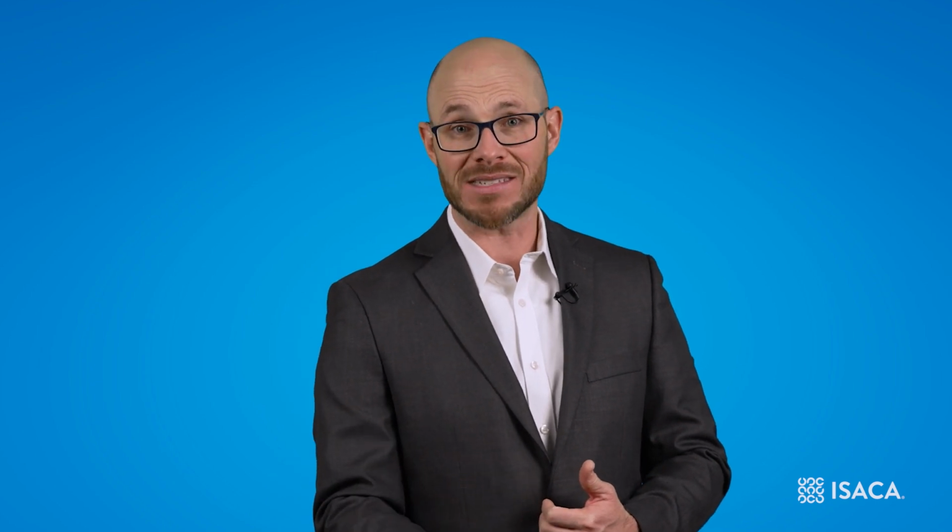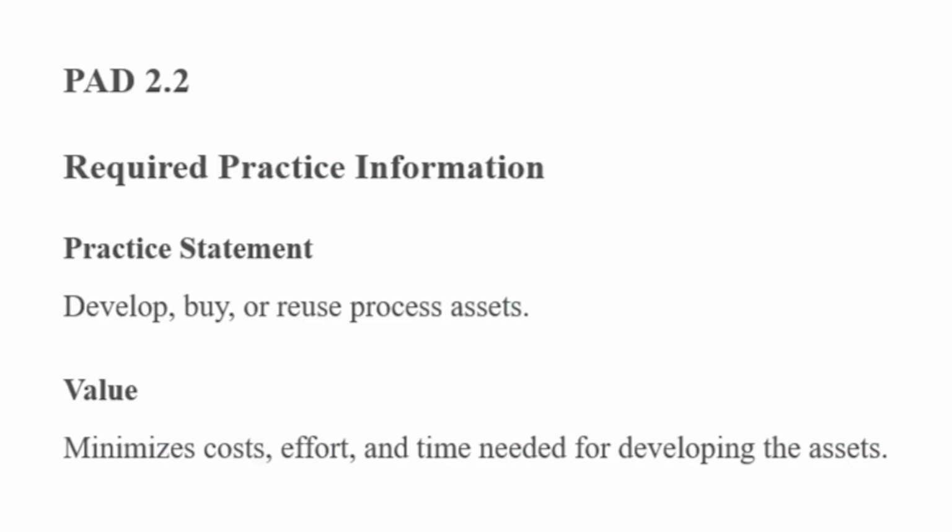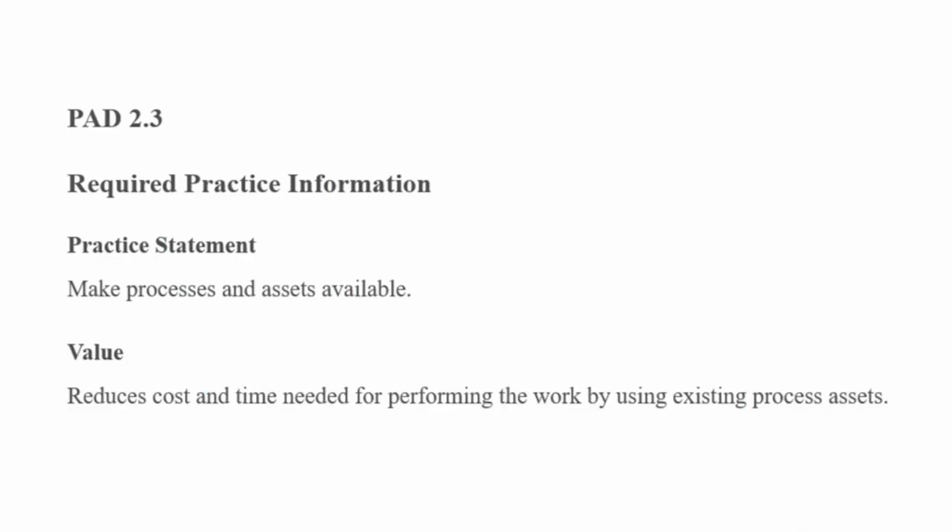Having established what we need to support our processes, the next question is how to go about getting the assets. PAD 2.2 provides us with the 3 main strategies. We can either develop new assets ourselves, look at ones that we might already have within the organization and reuse them, or potentially buy assets from an external vendor. However we acquire our process assets, the essential next step is then to make sure they can be used. PAD 2.3 looks for us to make our processes and supporting assets available by the organization so they can be used.